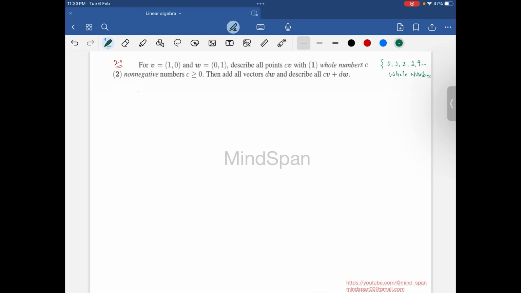So let's look at the first one first of all. We are given these two vectors, v and w. We can write vector v as 1 0, and vector w as 0 1. If we have to represent this pictorially, we can do that, right? So this is going to be vector v with 1 0.